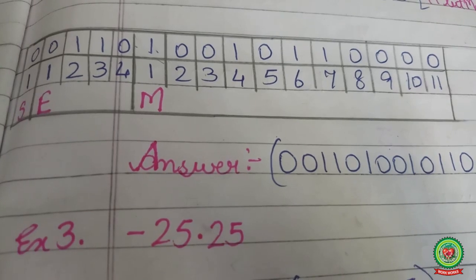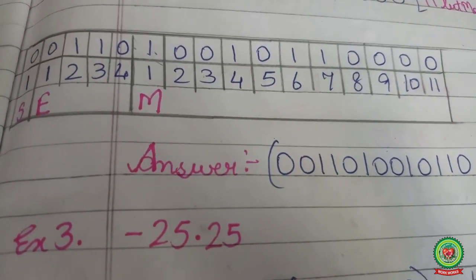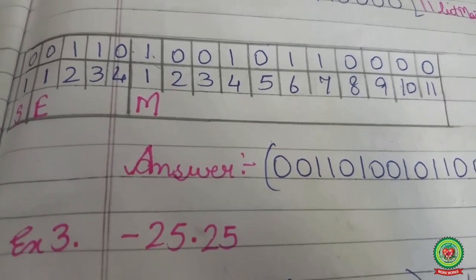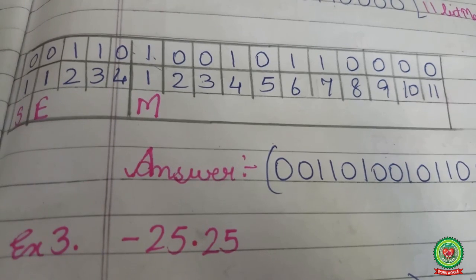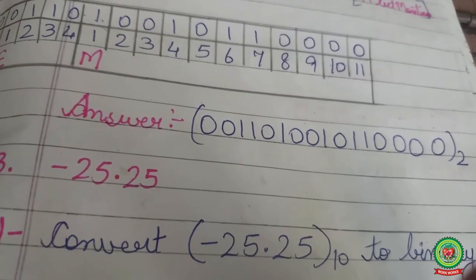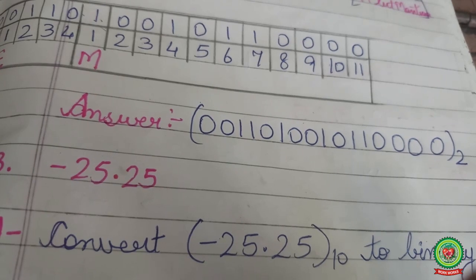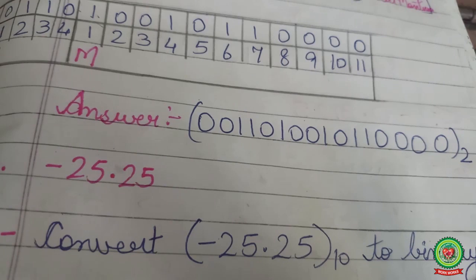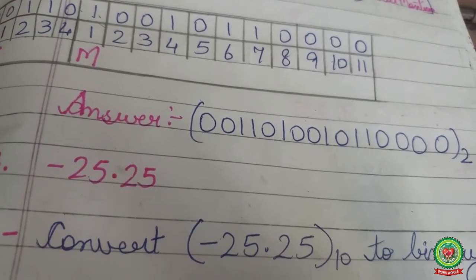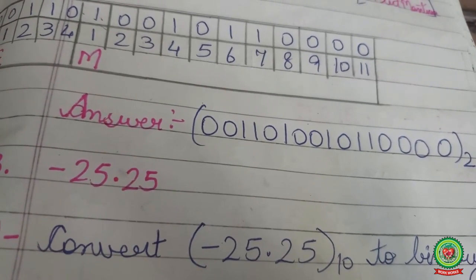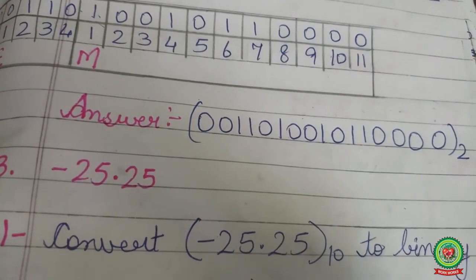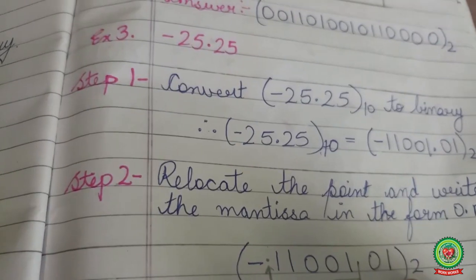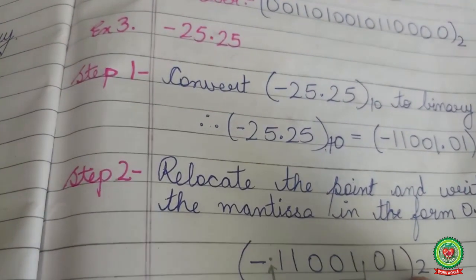First bit is for sign, that is 0. Next 4 bits are for the exponent, that is 0110, and the rest 11 bits are for the mantissa. Now my final answer is 0011001011000000, which is a 16-bit representation of the decimal floating point number 37.5.